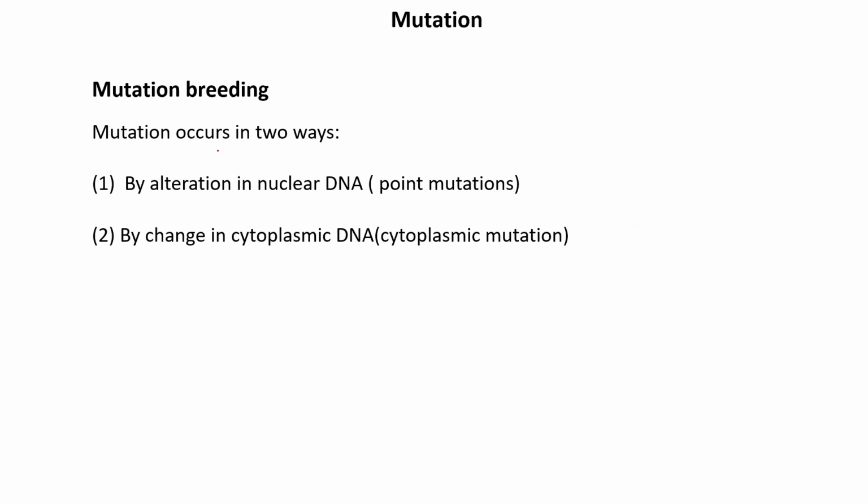So, mutation occurs in two ways in the organism. By alteration in the nuclear DNA, that is called point mutation. At one particular point, the genome gets mutated. And by chance the cytoplasmic DNA, that is the cytoplasmic mutation. Cytoplasmic DNA also gets mutated. So, if that happens, then that is called cytoplasmic mutation.